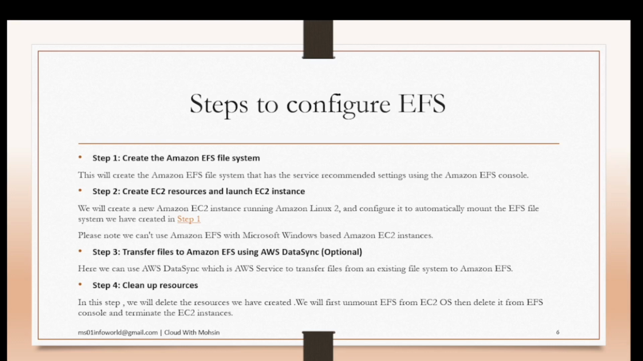And finally, once we have validated, we'll clean up the resources. First of all, we will unmount the EFS from the EC2 instance, because without unmounting, we will get the error that this EFS file system is being used by EC2 instances. So we'll unmount it. Then from the EFS console, we'll terminate the EC2 instances, and then finally we'll terminate the EFS as well. Okay.